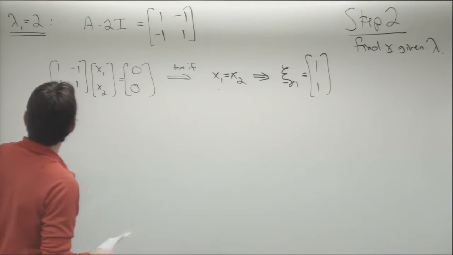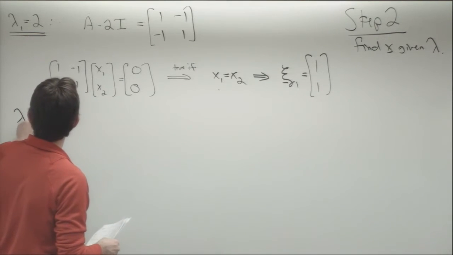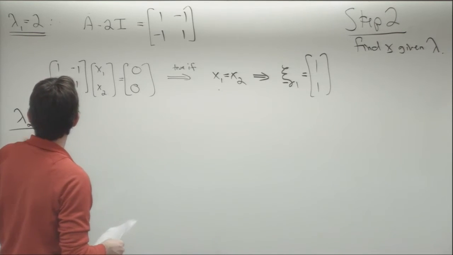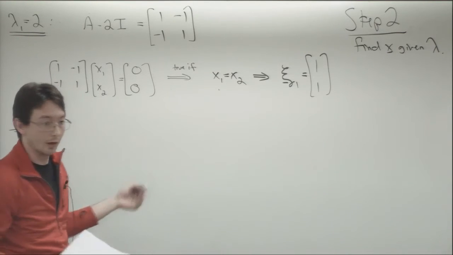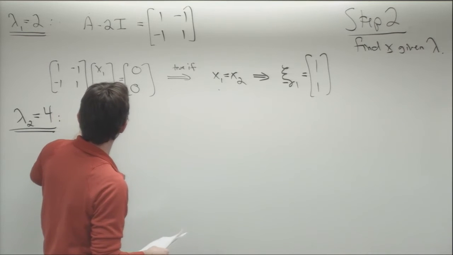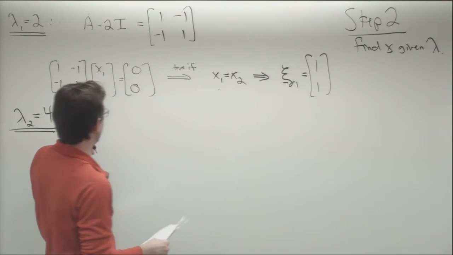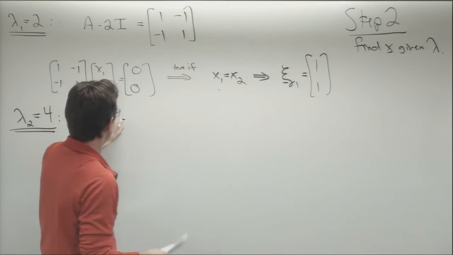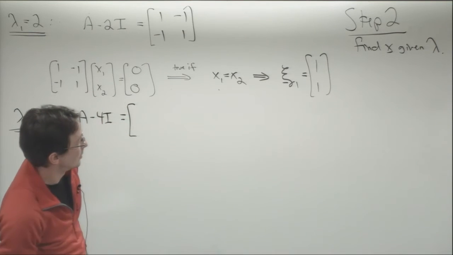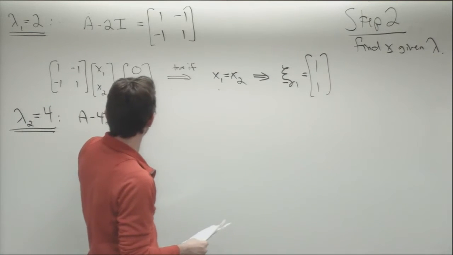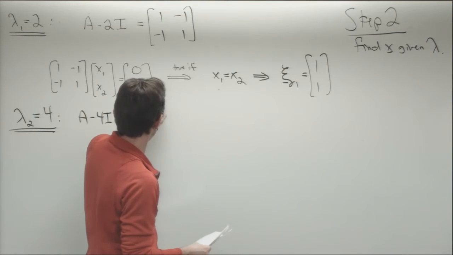Okay, good. So let's try lambda 2 equals 4. Same deal. A minus lambda identity is equal to minus 1, minus 1, minus 1, minus 1.